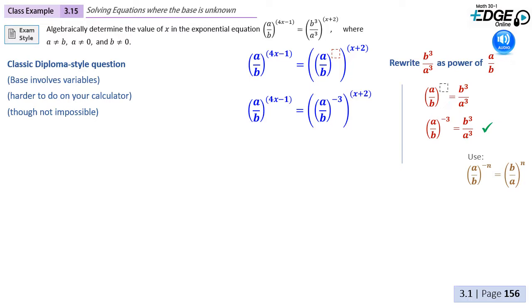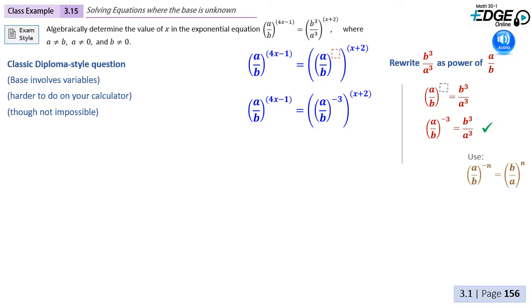Our first step is to analyze what we have here. On the left, we have a power with a base of a over b, and on the right, we have a power with a base of b cubed over a cubed. We can probably see that in order for this to advance productively, we'll need to have both sides written with the same base. This means we need to do two things.